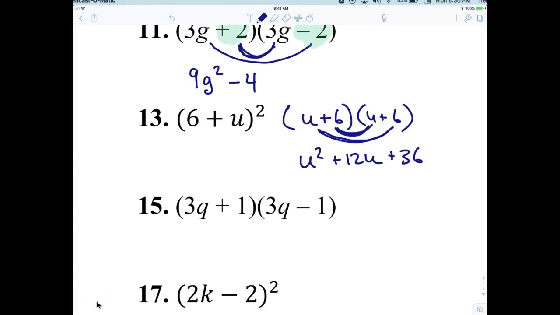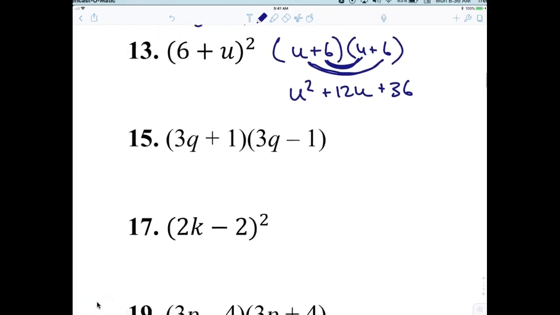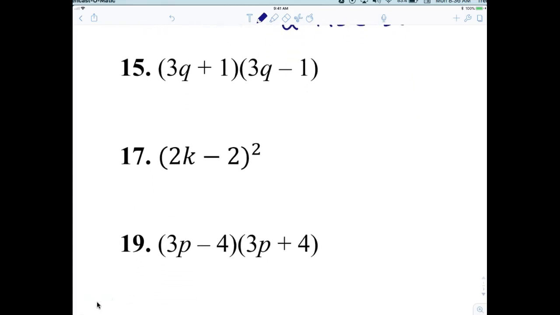So now let's take a look at 3q plus 1 times 3q minus 1. So the first thing, 3q times 3q is what? 9q squared. The middle term, 3q. The other middle term, negative 3q. What do they do? Cancel out. Positive 1 times negative 1. Negative 1. Very simple.